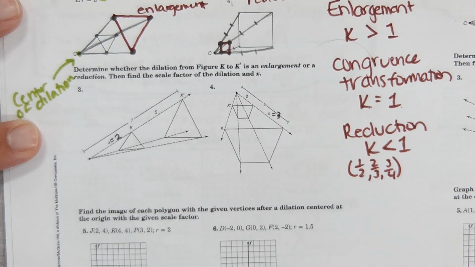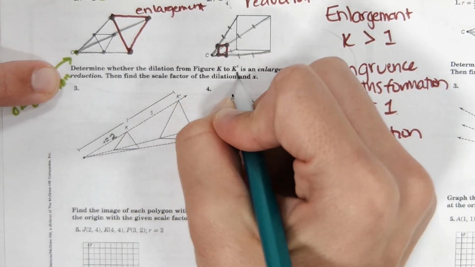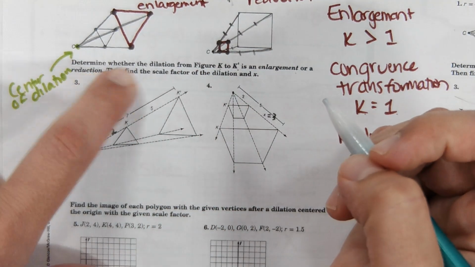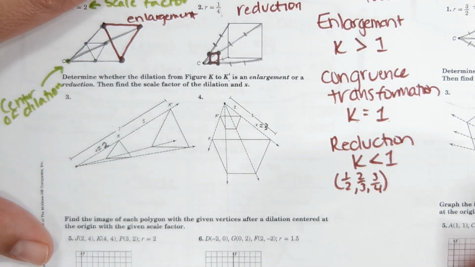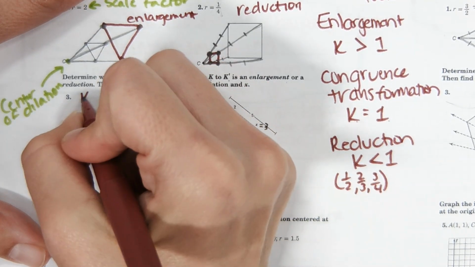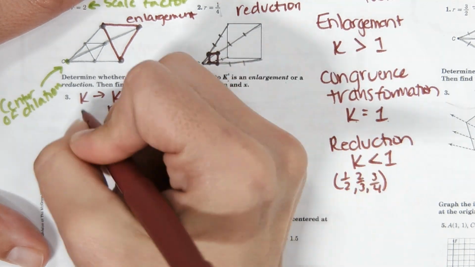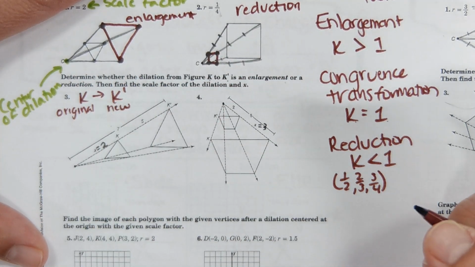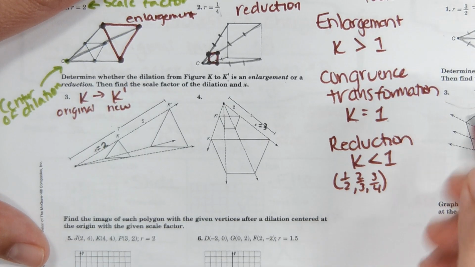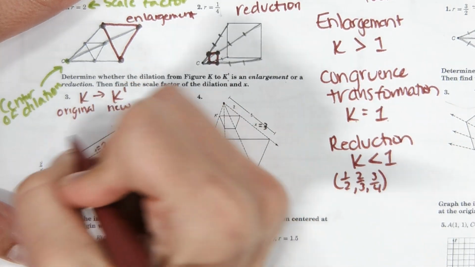Okay, so for this problem, it says, determine whether the dilation from figure k to k prime is an enlargement or reduction, then find the scale factor of the dilation and x. Okay, so k to k prime is how it's moving. K prime is always the new, and k is the original. So here, k prime is larger than k, so this is an enlargement.